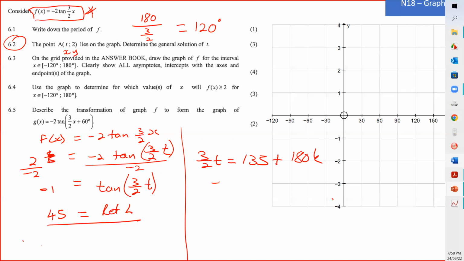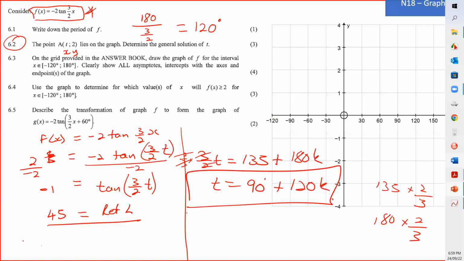So to get rid of the 3/2, we're going to multiply right through by 2/3. If I multiply that by 2/3, you'll see it cancels. So I'm going to take my 135 and multiply by 2/3. 135 times 2 is 270. 270 divided by 3 is 90. Plus, then I'm going to take my 180 and multiply by 2/3. 180 times 2 is 360. 360 divided by 3 is actually 120k. And that is my answer, our general solution.